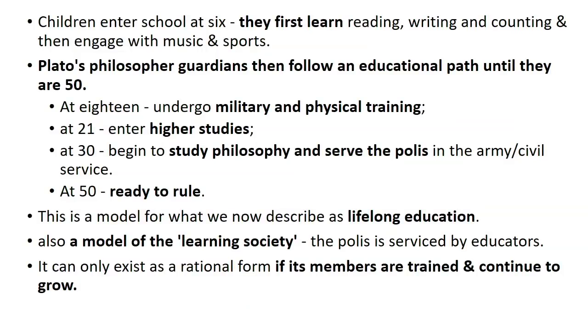This is how we saw the different stages that man goes through. At 6, they enter school, where they learn to read, write, and count, and engage in music and sports. And this path would then follow up to where the person reaches an age of 50. At 18, the person undergoes military and physical training.